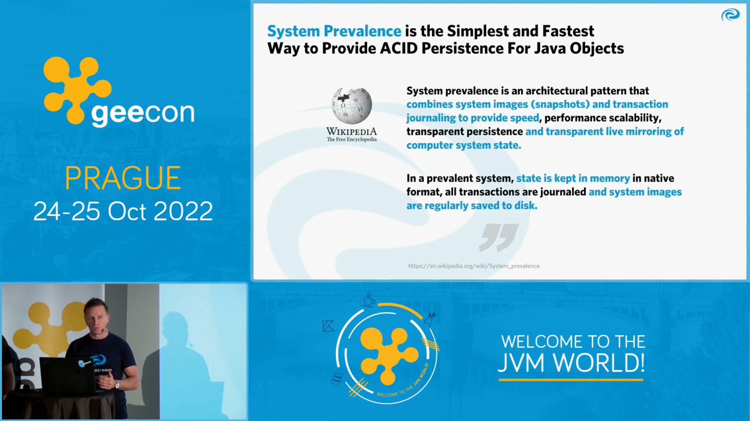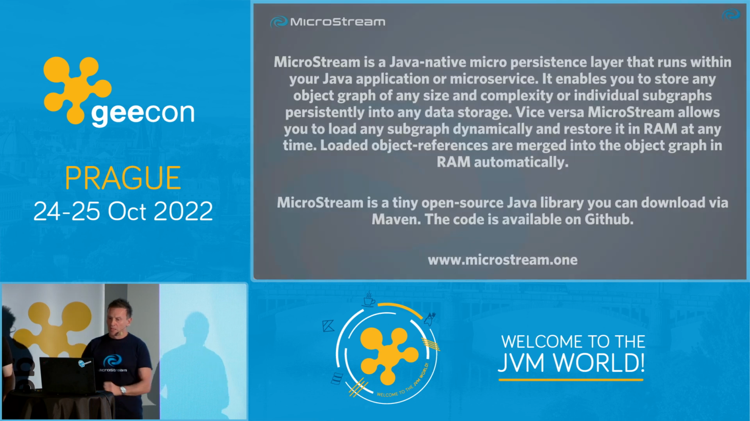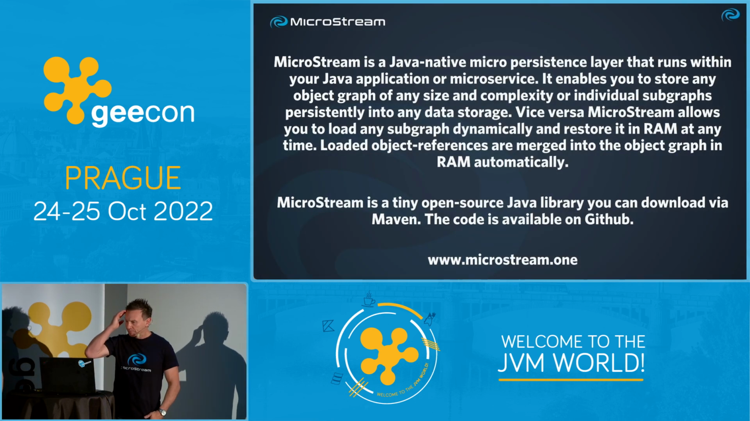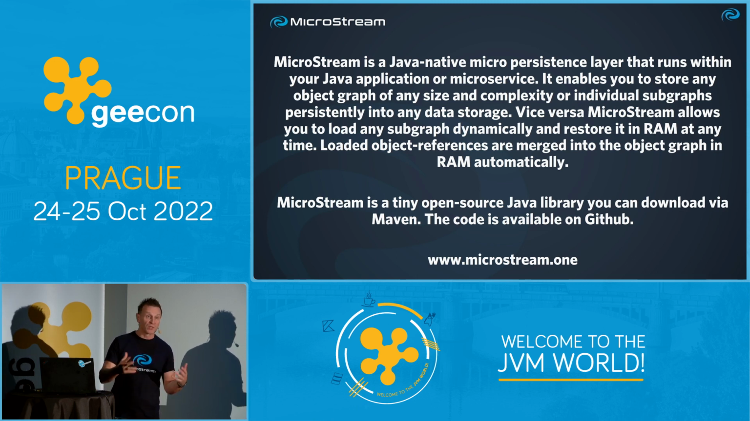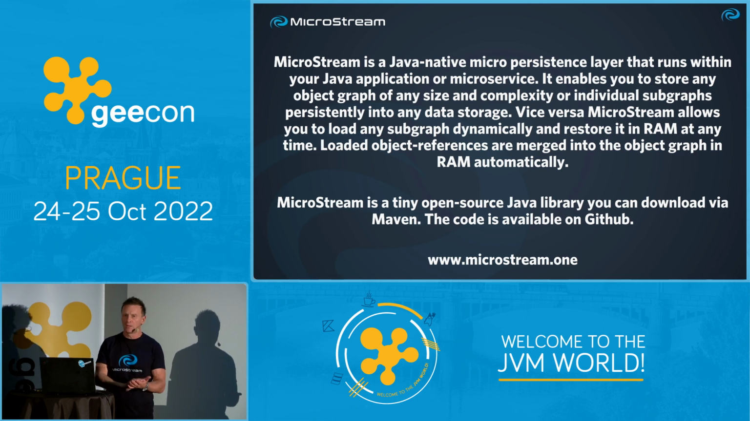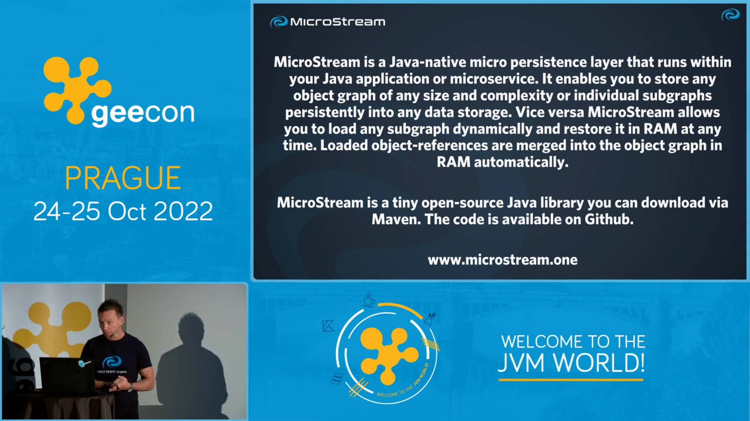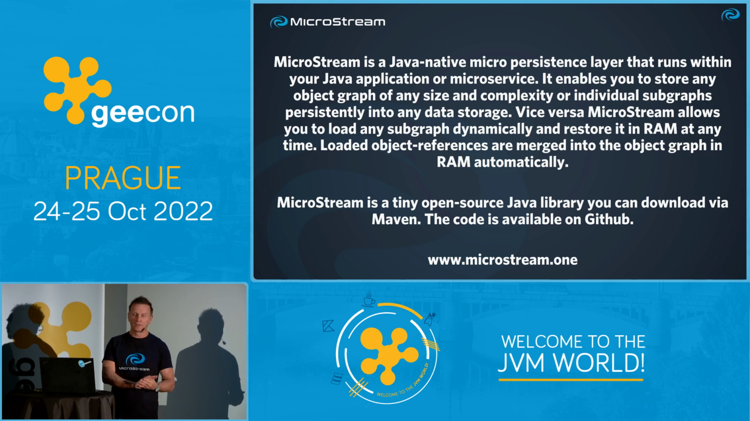And this is what MicroStream actually does: storing and loading object graphs. And by the way, it's completely open source. Here is MicroStream in a nutshell: it is a Java micro persistence. We call it micro persistence because it's so small and has no dependencies. It works great for microservices, but it can also be used with monolithic applications, of course. It runs within the JVM process of your application or your microservice, so it runs embedded.